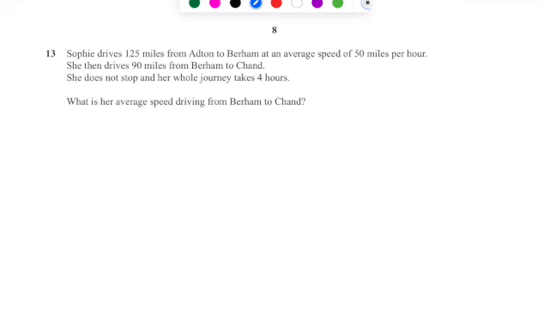Next, question number 13. Sophie drives 125 miles from A to B at an average speed of 50 miles per hour, then 90 miles from B to C. She does not stop for the whole journey and it takes 4 hours. What is her average speed from B to C? He is asking us to find it out.